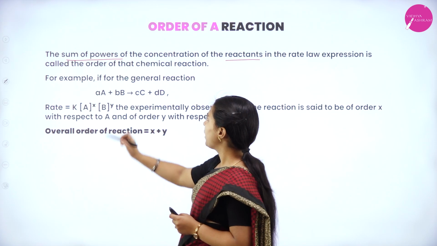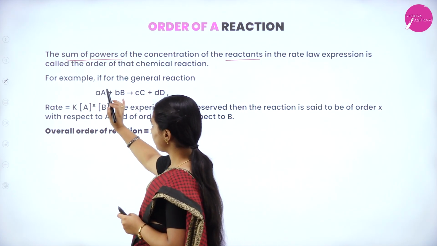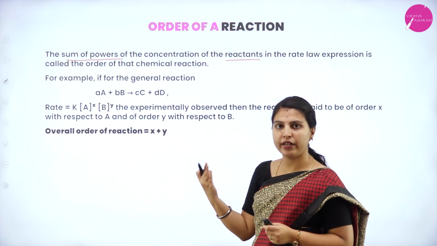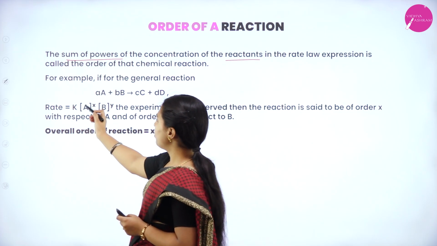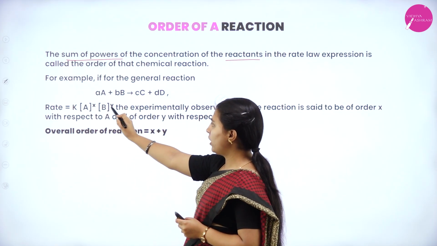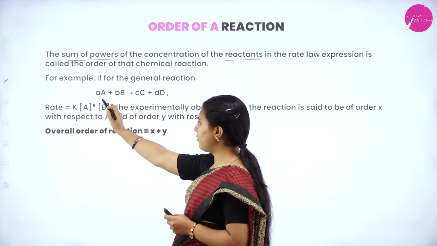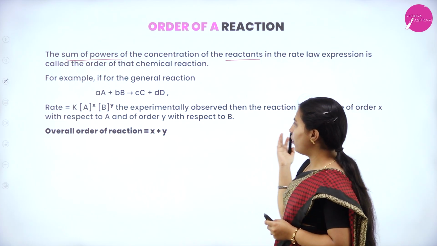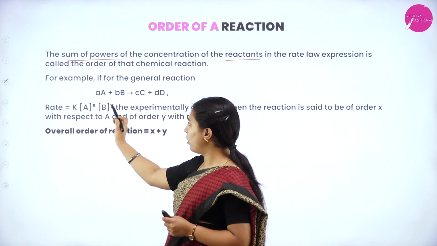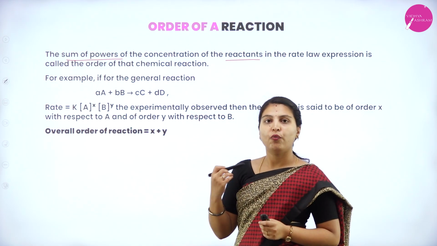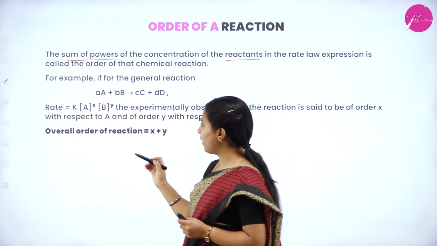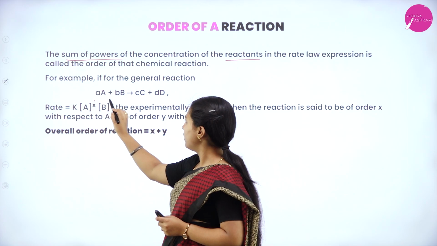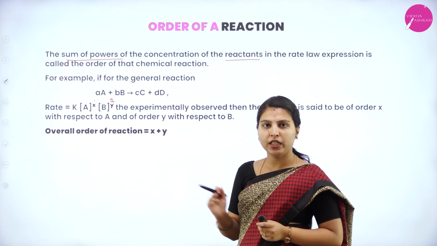We'll see one example. For a general example, see here, A plus B giving rise to C plus D. The rate of the reaction is k into molar concentration of A and molar concentration of B, whose exponents will be x and y, experimentally observed. So, order x with respect to A, order y with respect to B. Then what will be the overall order of a reaction? What we have told, sum of powers. So, x plus y. If here 1 is there and here also 1, the order will be 2.